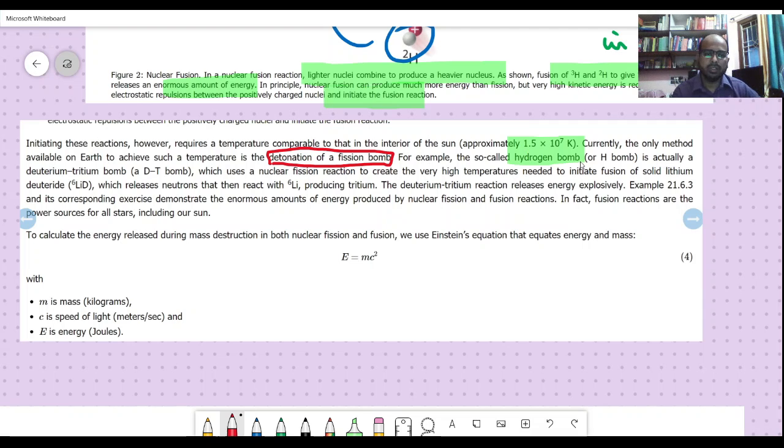For example, the so-called hydrogen bomb or H bomb is actually a deuterium-tritium bomb. There is a fusion taking place, which uses a nuclear fission reaction to create the high temperature. Hydrogen bomb is fusion. So it is wrong as given there. But this is the source.